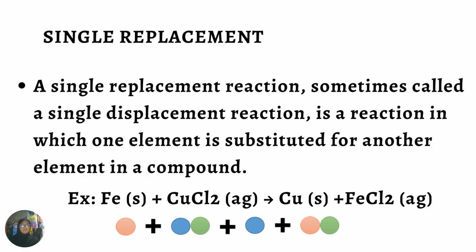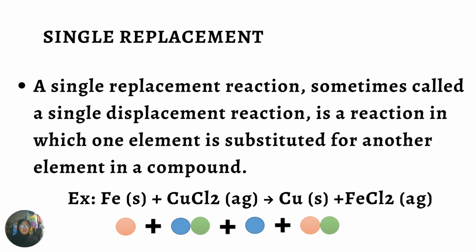So in a single replacement reaction, right here, this Fe, which is iron, is like red. It comes up to a dancing couple of Cu and Cl2. It boots out Cu, and Cu ends up by itself. And then red, which is iron, takes the place that Cu had, and iron ends up paired with Cl.